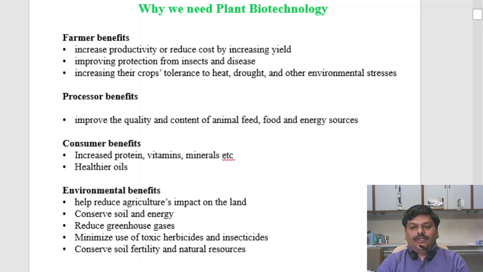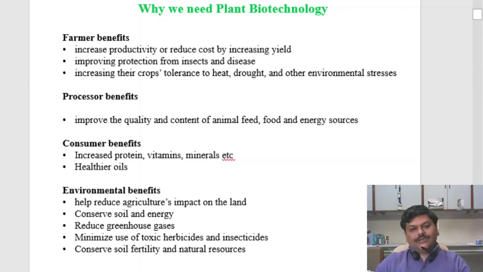Say for example, if we need to put less fertilizers or less insecticides or less pesticides to grow our crop plants in farmers' fields, that means we are indirectly benefiting our environment also, because if the use of these harmful chemicals is reduced, then the environment benefits. Plant biotechnology also helps in conservation of soil and energy. It helps in reducing greenhouse gases, minimizing the use of toxic herbicides and insecticides, and all these things collectively result in the increase of soil fertility and natural resources.